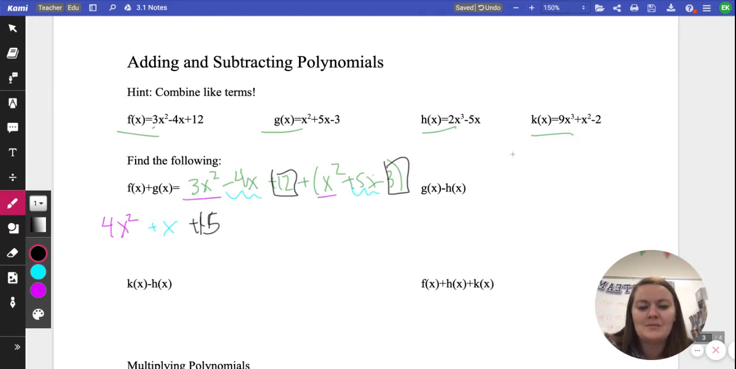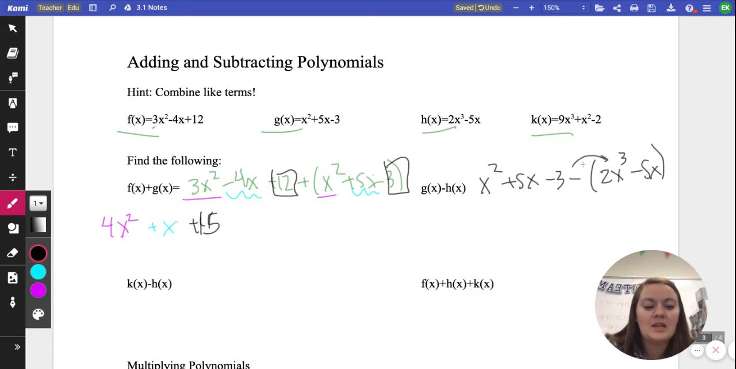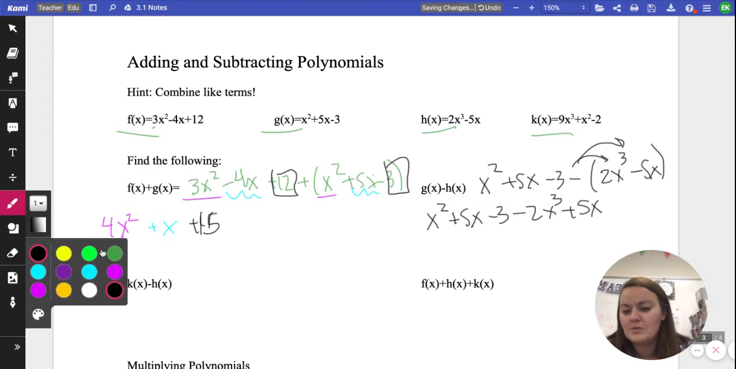Let's practice the subtracting one. So I have g of x minus h of x. The only thing you have to remember when you subtract is to subtract all of h of x. So I'm going to put a big parentheses here. 2x cubed minus 5x. I like to distribute the negative so I just don't forget it. So I have x squared plus 5x minus 3 minus 2x cubed, minus the negative is the same as adding, plus 5x. Okay, so now I can just combine those like terms.